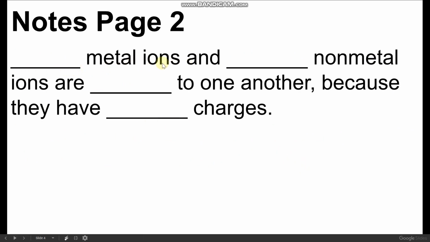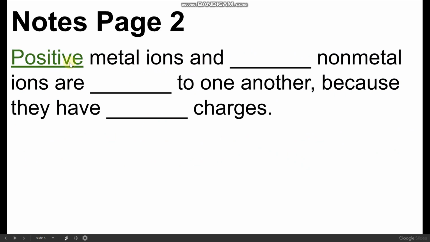And so remember that metal ions are positive, right? Because when you lose electrons, you form a positive ion. And that nonmetal ions are negative, right? Because when you accept electrons, you become a negative ion.